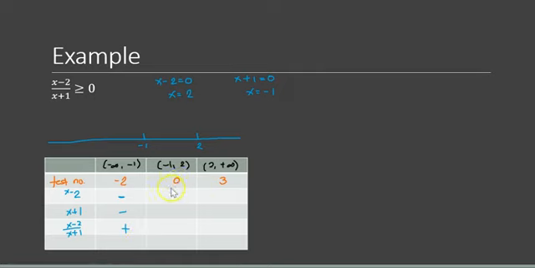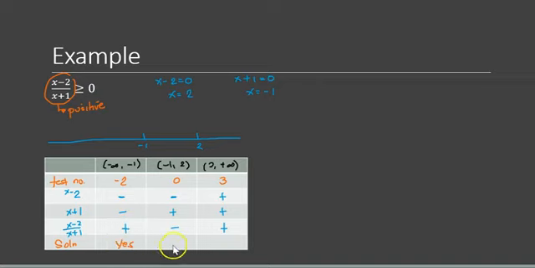And then next we try 0. Substitute to x: 0 minus 2 is negative. 0 plus 1 is positive. So when we divide these two signs, you get negative. 3 minus 2 is positive. 3 plus 1 is positive. Positive divided by positive is positive. So now for the solution, let's identify. We want this to be greater than 0. Hence, we want this side to be a positive number. So these positive results will be our solution.